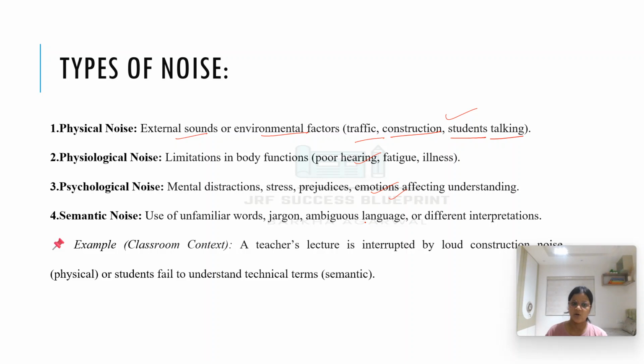Coming to semantic noise: use of unfamiliar words, jargon, ambiguous language, or different interpretation. If you're using some technical words that a person is not able to understand, that is semantic noise. You're using some unfamiliar words or jargon. Jargon means some technical word, some ambiguous language, or someone is interpreting differently. So this is a semantic noise.